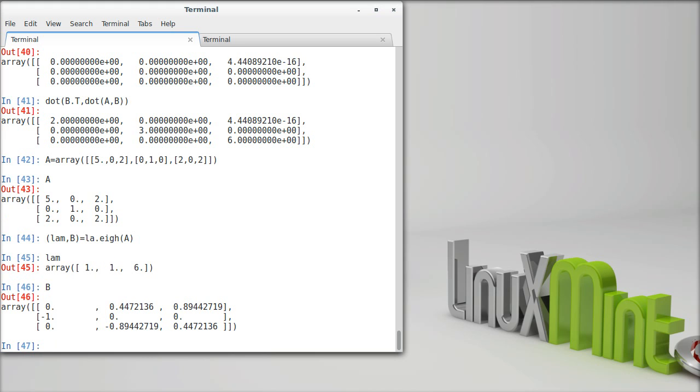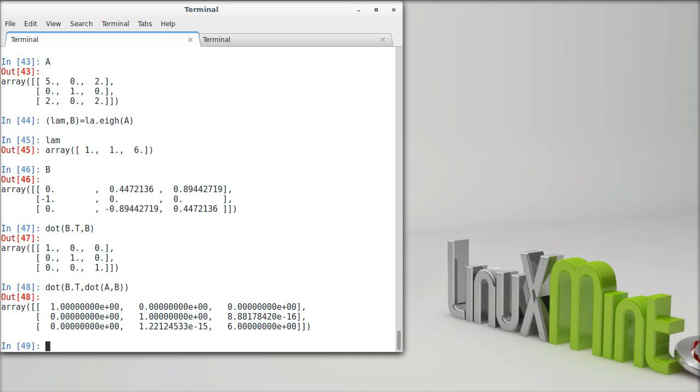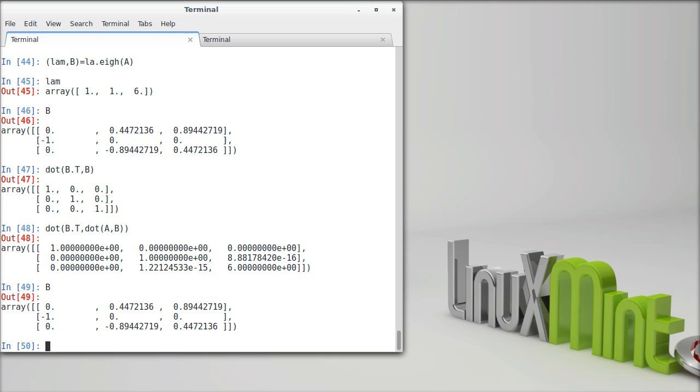This B matrix is still a matrix of eigenvectors. Here's the three eigenvectors. It's still true that this is an orthogonal matrix, so B transpose B is the identity. It's still true that it diagonalizes the matrix, with 1, 1, and 6 along the diagonal, exactly as it should do. The one difference here is that this reports some eigenvalues and some eigenvectors.